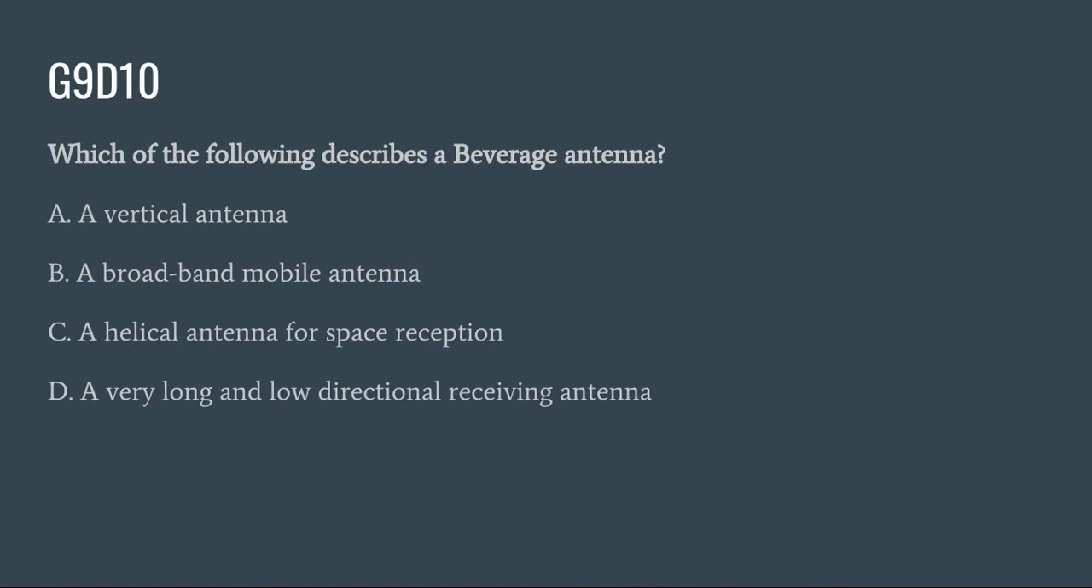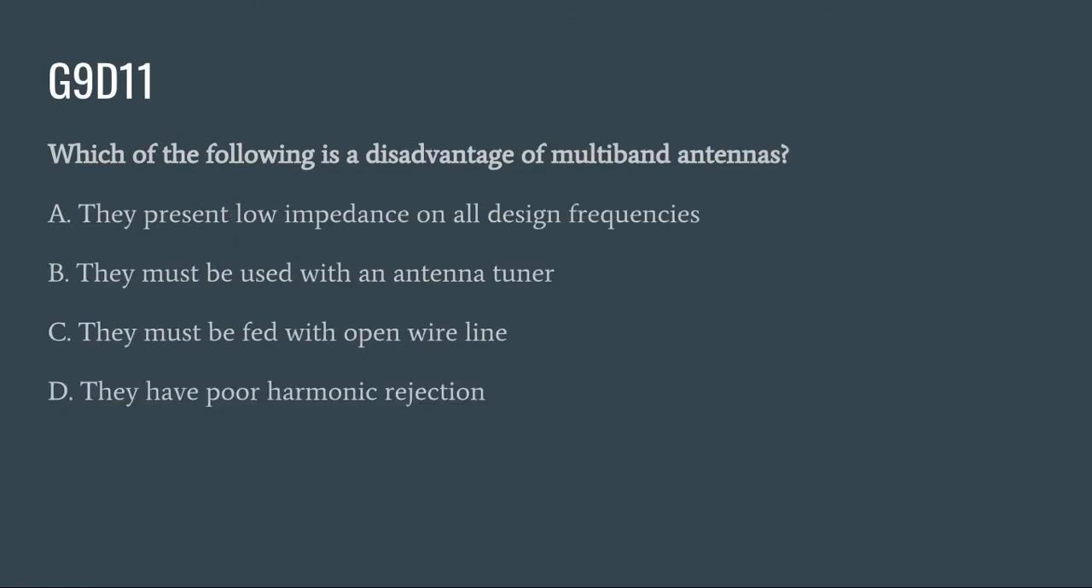G9D10, which of the following describes a beverage antenna? A, a vertical antenna. B, a broadband mobile antenna. C, a helical antenna for space reception. Or D, a very long and low directional receiving antenna. Answer is D, a very long and low directional receiving antenna.